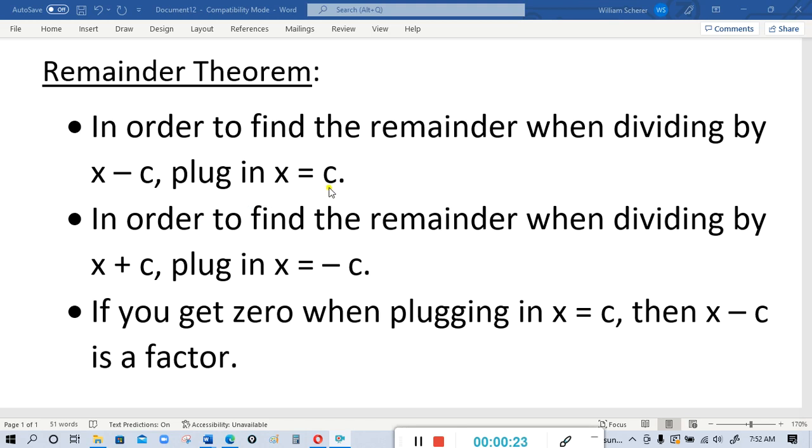equals c. In order to find the remainder when dividing by x plus c, you plug in x equals negative c. All right, so whatever you're dividing by, you change the sign of that, and that's what you're going to plug in. All right, and if you get 0 when plugging in x equals c, then x minus c is a factor. So in other words, if you get 0, that means the remainder is 0, and it divides evenly. So let's look at some examples.